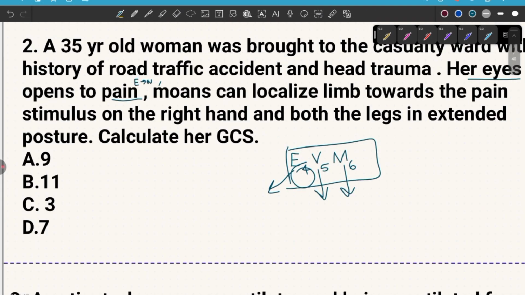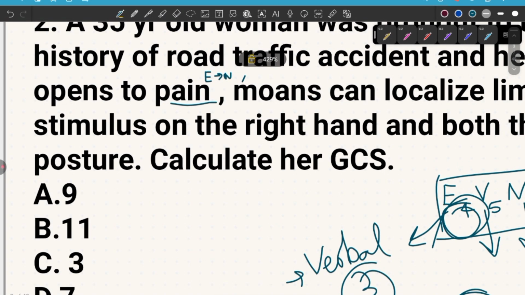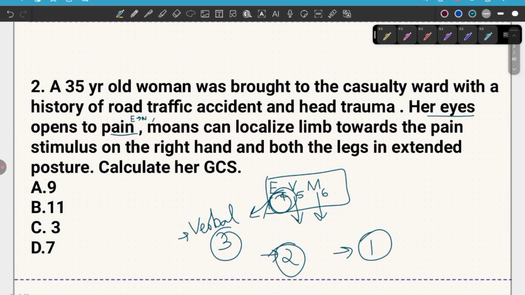Eye is opening to the verbal. If I talk or if I call her name, then only she opens her eyes. That means I can give her 1 less than the 4, that is 3. If she opens her eyes when I give a painful stimulus, then it means 2. If she is not opening her eyes even after painful stimulus, then I will give a 1, that is the least number. If you can't elicit, then we will give cannot be tested, not tested, NT. Okay. Now E is painful stimulus. That means E is 2.